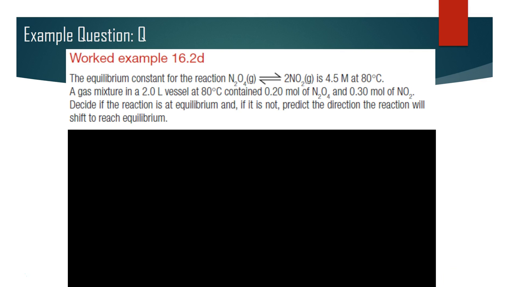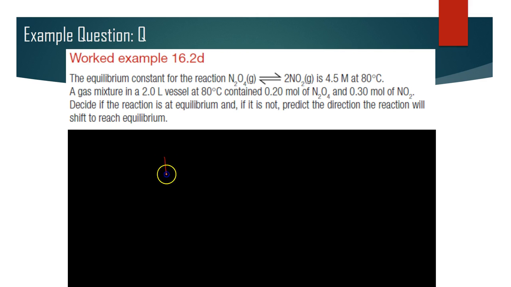Okay, let's have a look at this in terms of a question. So we are told that the equilibrium constant for the reaction, so that's going to be Kc, and then we're given the reaction, and these arrows indicate that it's at equilibrium, is 4.5 molar at 80 degrees C. The gas mixture in a 2-litre vessel at 80 degrees C contains 0.2 mole of N2O4 and 0.3 mole of NO2. Decide if the reaction is at equilibrium, and if it is not, predict the direction the reaction will shift to reach equilibrium.